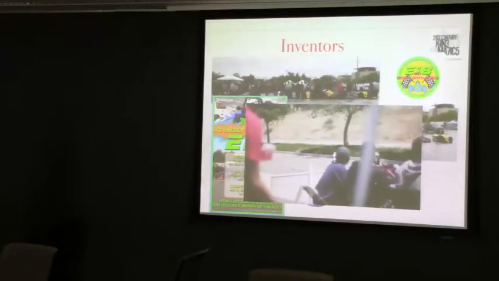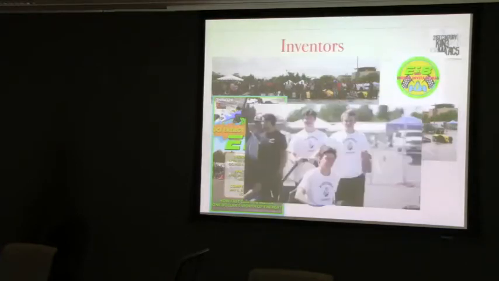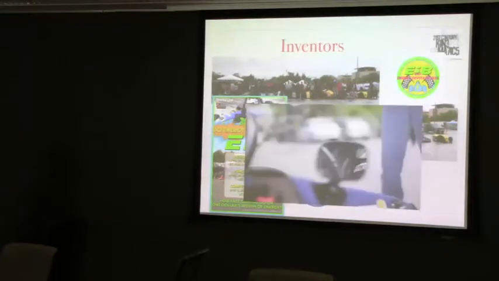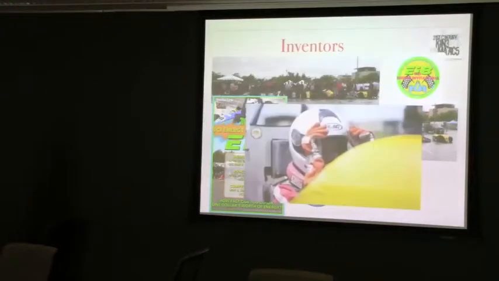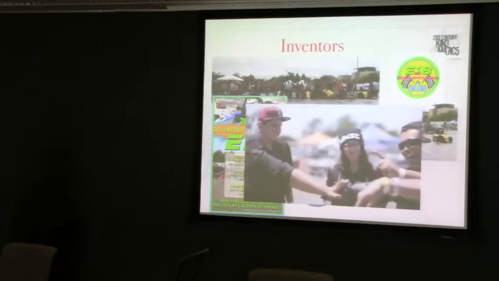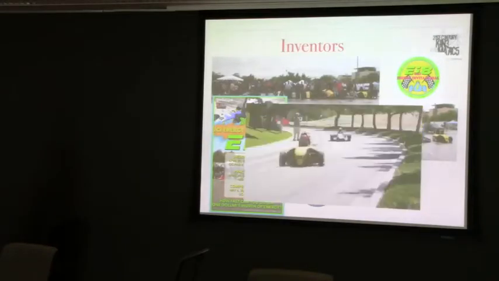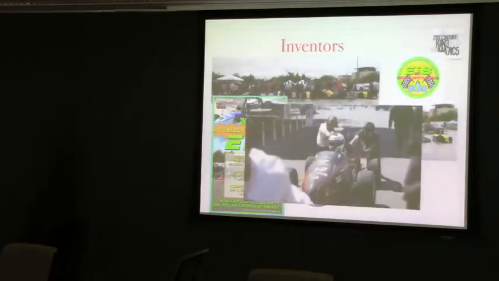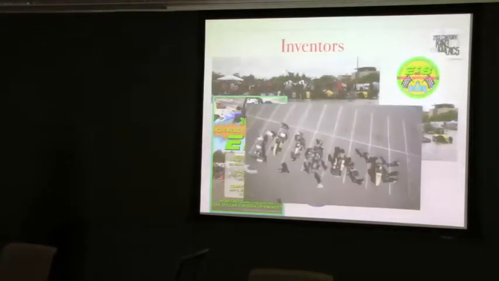So these are high school students building these race cars. I do get my UCI team out there. So my UCI team gets out there with their car and competes against them. We used to win, but now we seem to always come in second, and I can't quite understand what's going on. That's one of our race cars. Okay.